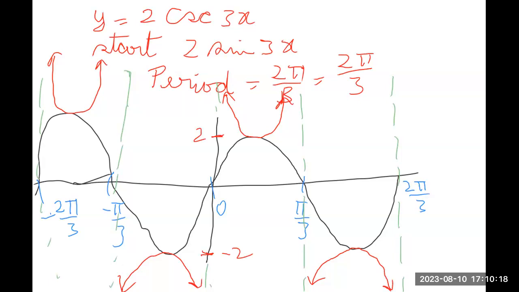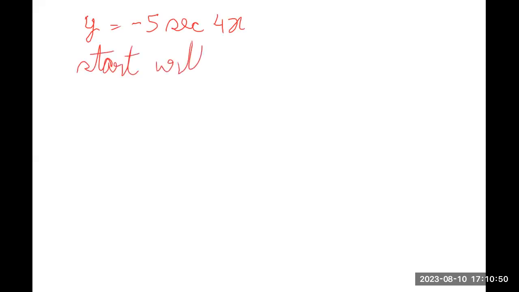The graph of the secant function is drawn in a similar fashion. And let me consider, say, y equals negative 5 secant of 4x. So you start with the graph of -5 times the reciprocal of secant, which is cosine of 4x.